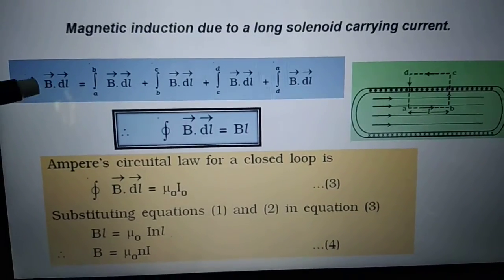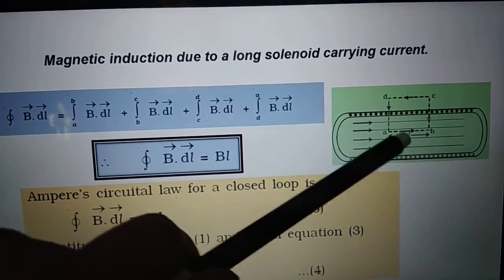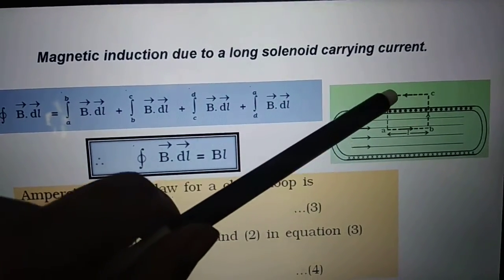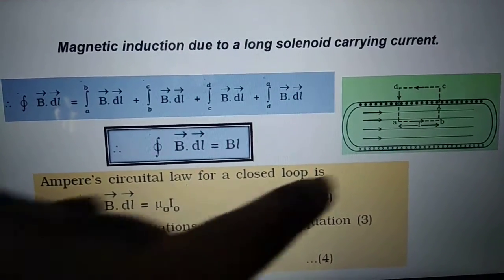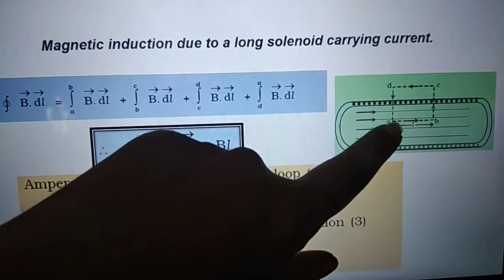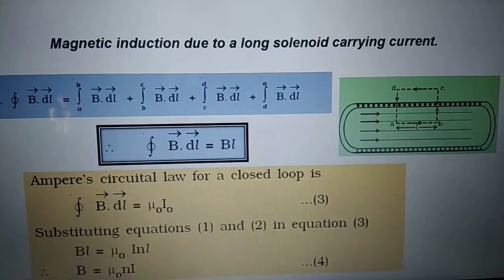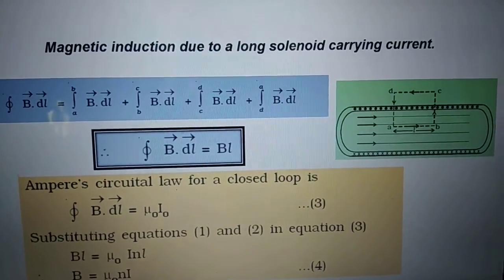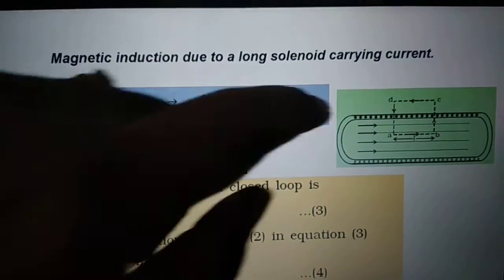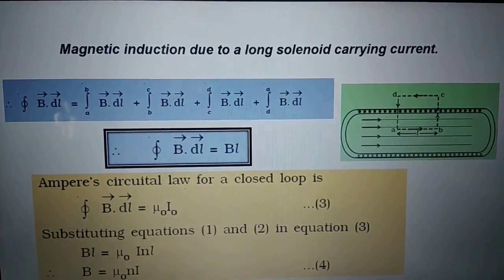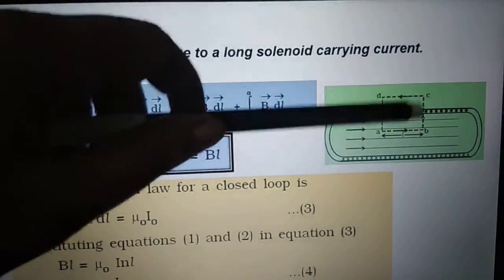Now I can write the closed integral of B dot dl as B dot dl across this path plus this path plus this path plus this path. But the paths from A to D and C to B are perpendicular to the magnetic field. If they are perpendicular to the magnetic field, the value will be equal to 0, because cos 90 is equal to 0. Now in this case, path CD is outside the solenoid.